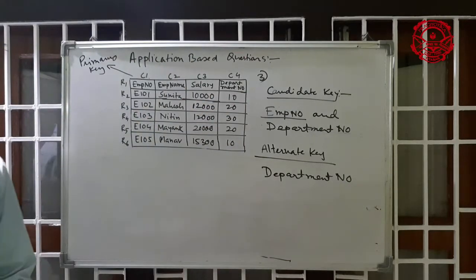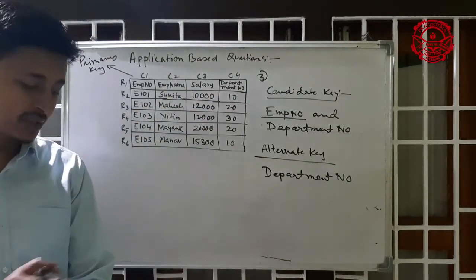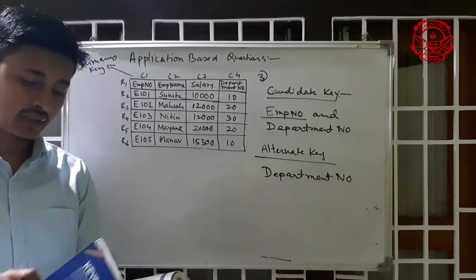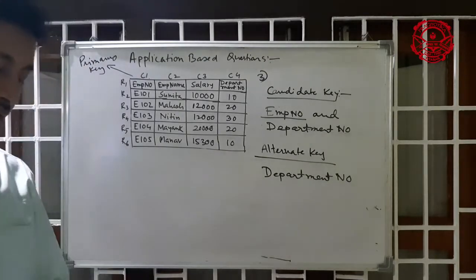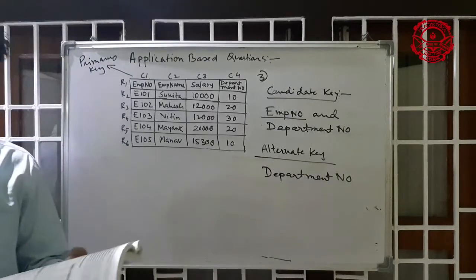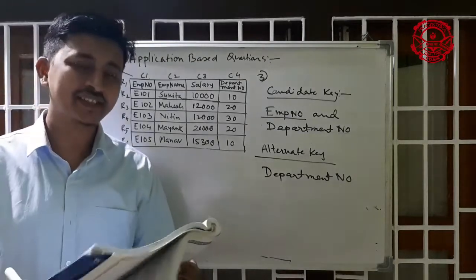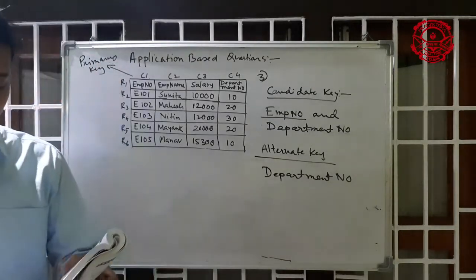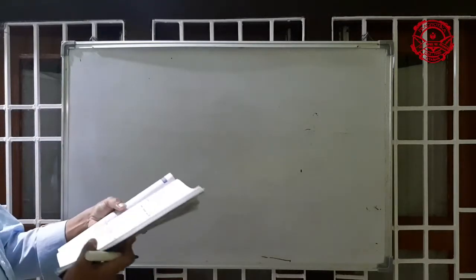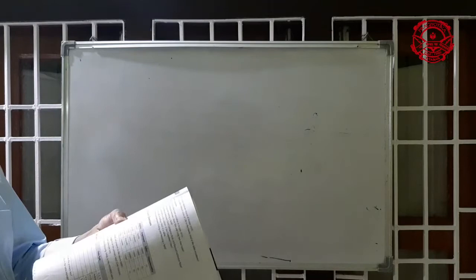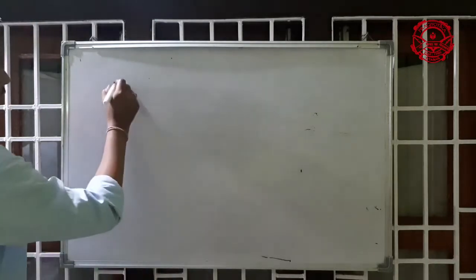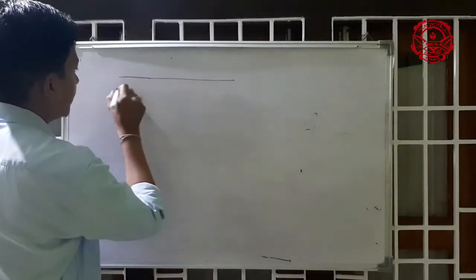I think you understand these things. The first application based question. If you have any doubts, you just do comment. Okay? No problem. I think you understand. Next, number 2. Number 2, you can see again there is a table given here. Again, I have to draw this table.